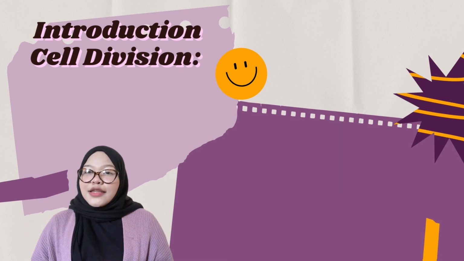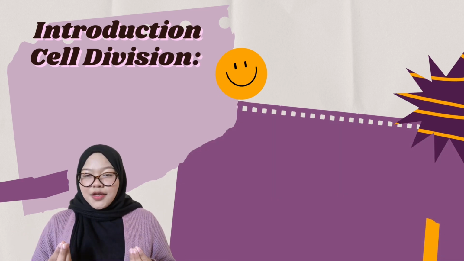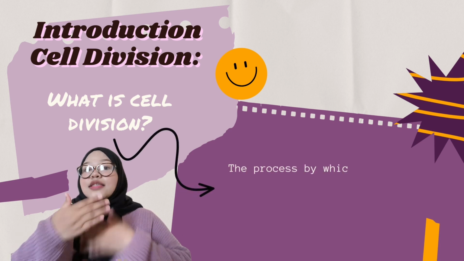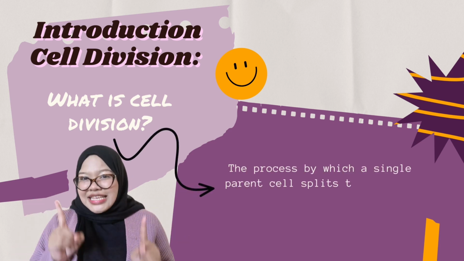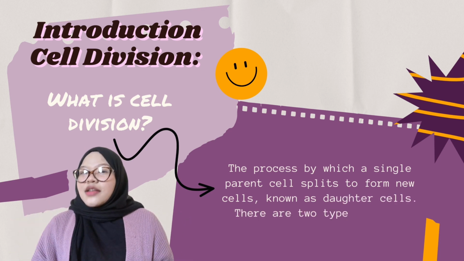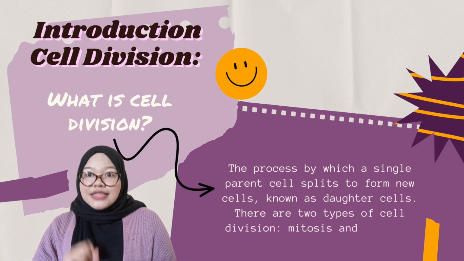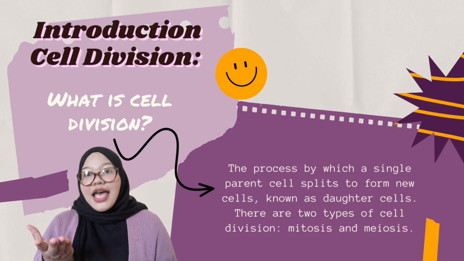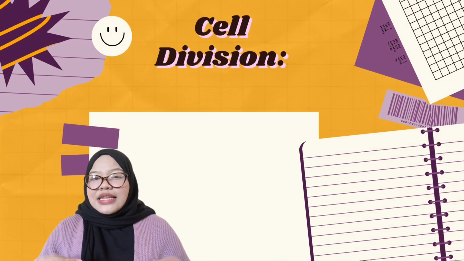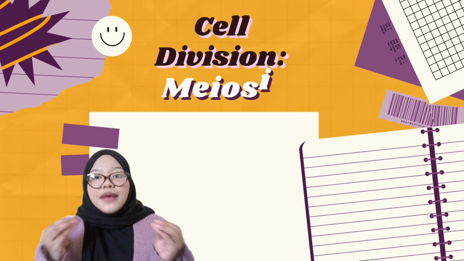Let's start with the definition of cell division. What is cell division? Cell division is the process by which a single parent cell splits to form new cells. There are two types of cell division, mitosis and meiosis. But in this video, we only focus on the topic of meiosis.